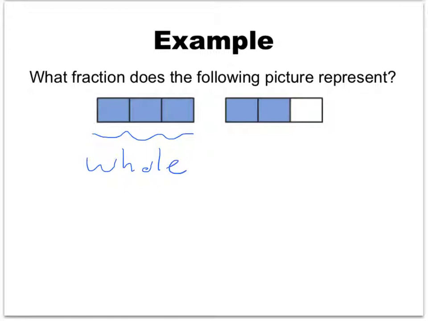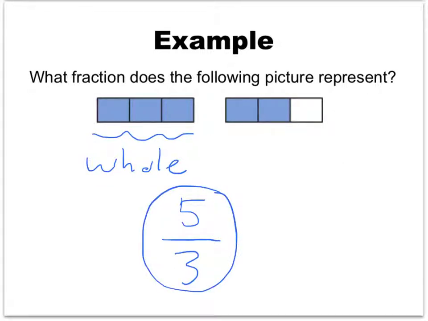Well, if that's the whole, then the whole has been broken up into 3 pieces, and so in our fraction the denominator would be 3, and then we see that we have selected 1, 2, 3, 4, 5 of those, and so our numerator would be 5, or our fraction would be 5/3. So there's the fraction that this picture represents if we identify this one strip as being the whole.